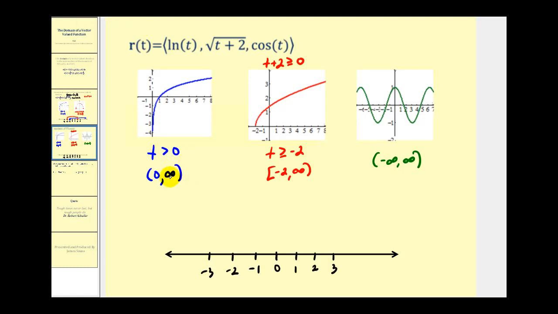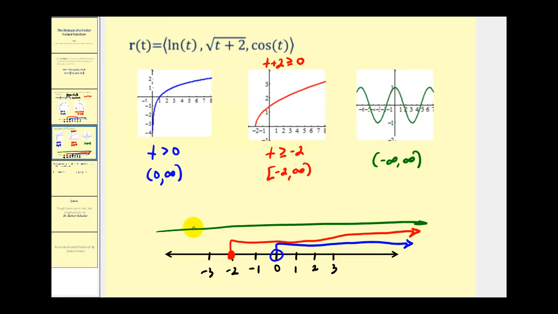So in blue we have t greater than 0. It looks like this. Next we have t greater than or equal to -2. It would look like this. And then in green we have all real numbers, which would be the entire number line. So we're looking for all the numbers that are graphed in blue, red, and green. And you can see that it happens when t is greater than 0.